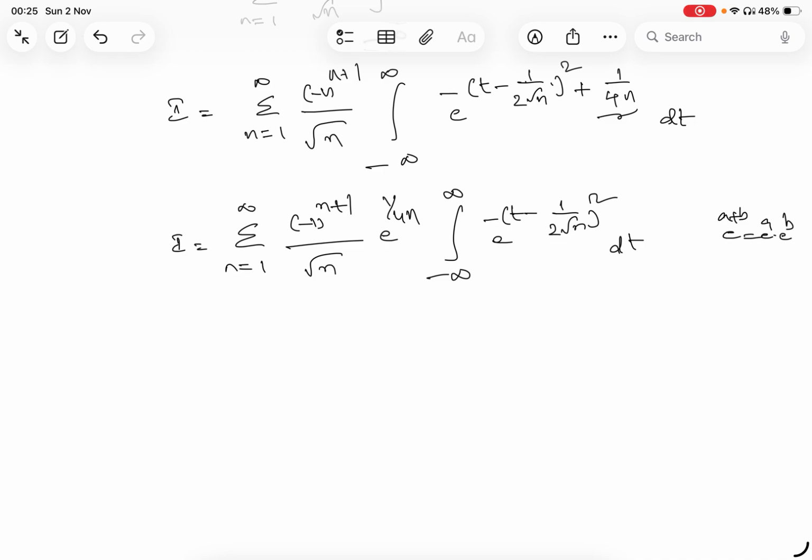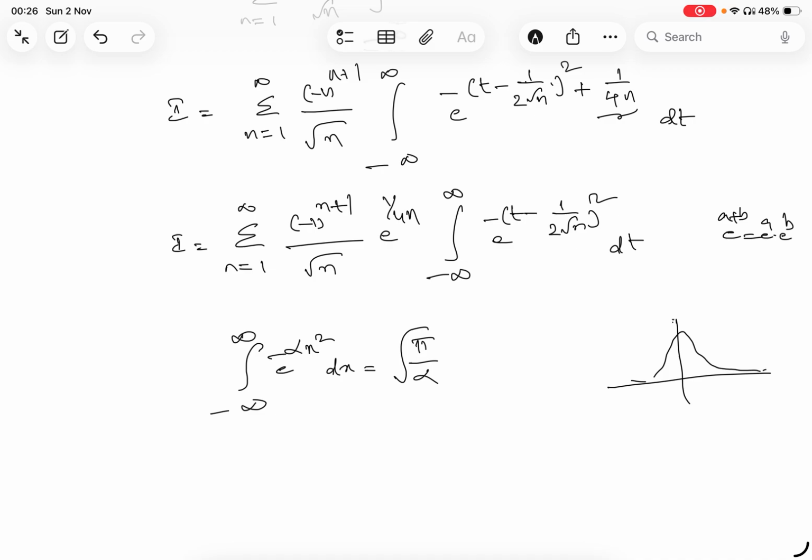This you can solve by taking t minus 1 by 2 root n equal to some v and so on. But let's apply a trick here. As you can see, this integration is in the form of a Gaussian integral, integral of e power minus alpha x square dx equal to root of pi by alpha. Here this function looks like, I'm sorry, this part will be here, right? This will be 1.